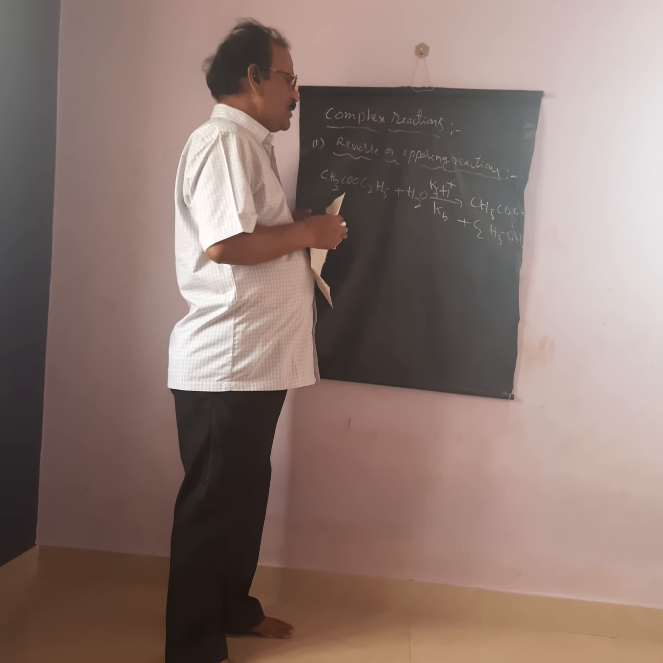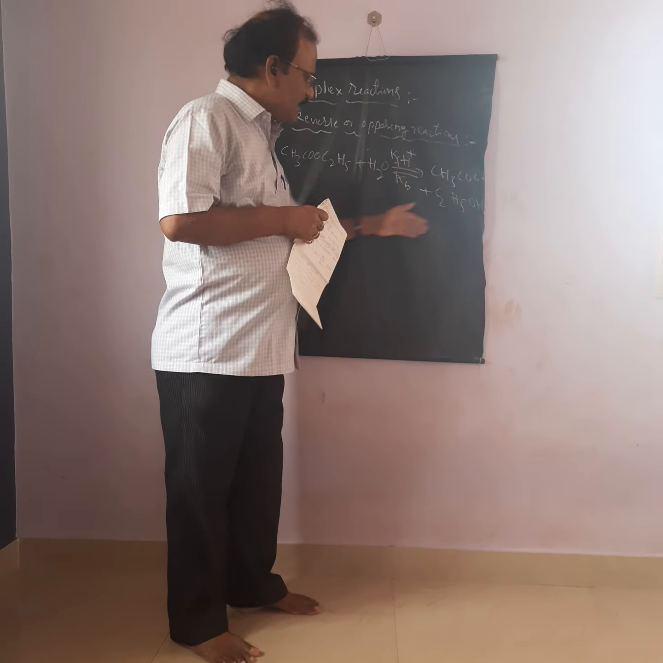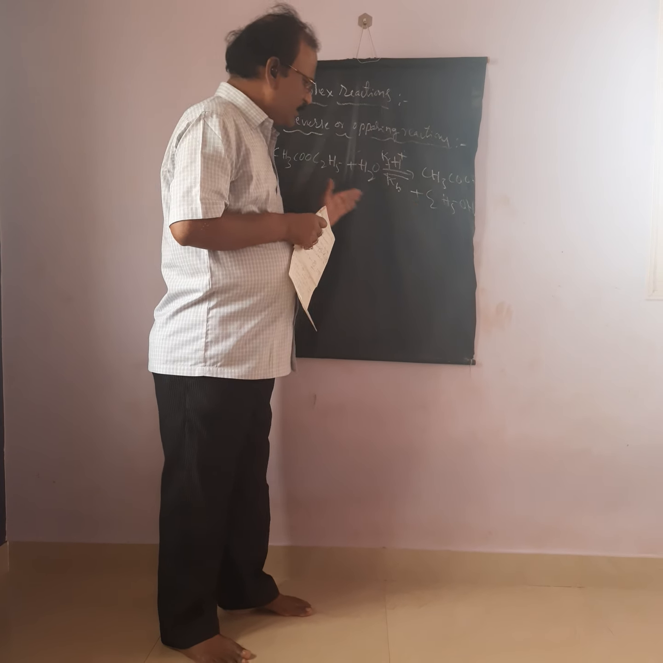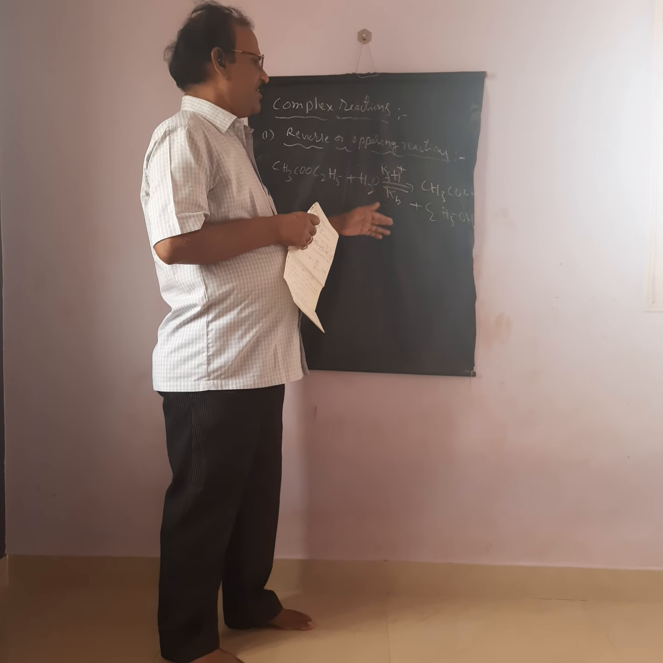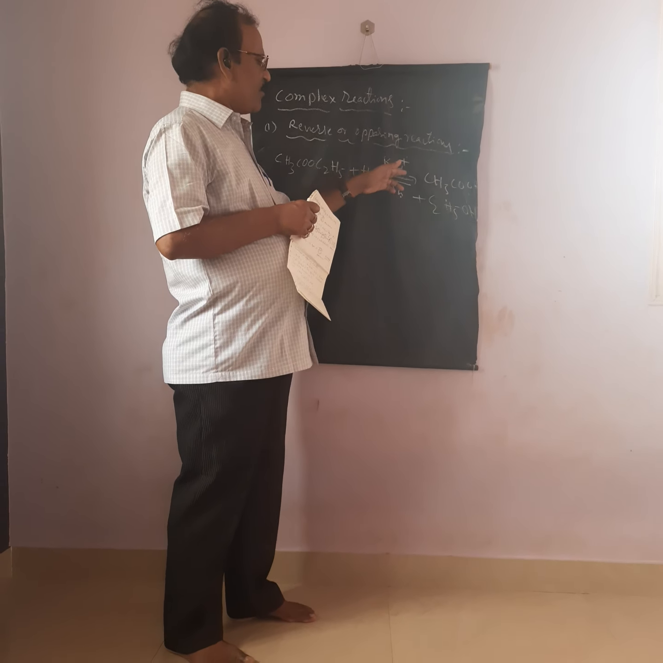In these reactions, there is an equilibrium between products and reactant. That means there is no change in the concentration of the reactant or of the product. But the reaction is dynamic. The reaction is going on. When the rate of the forward reaction is equal to the rate of the backward reaction, there is no change in the concentration of the reactants or the product. Such reactions are called reverse or opposing reactions.